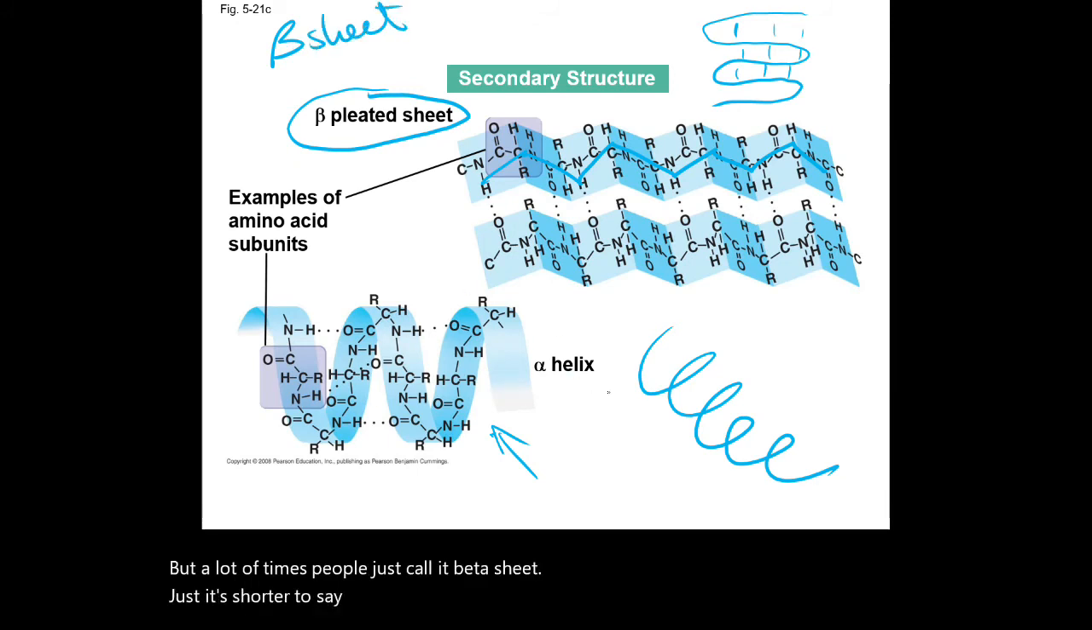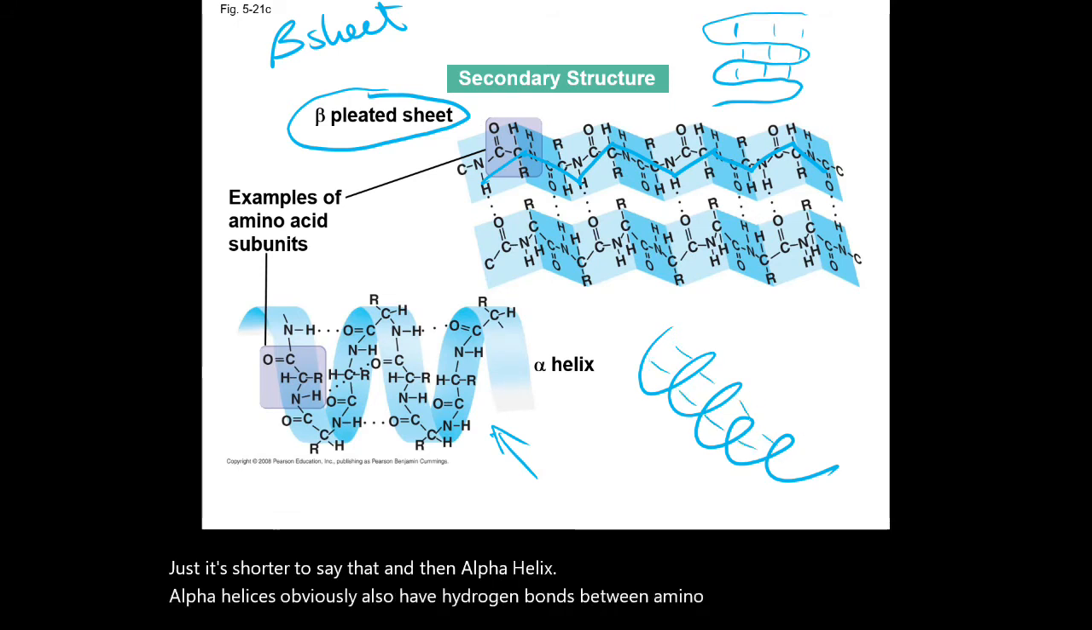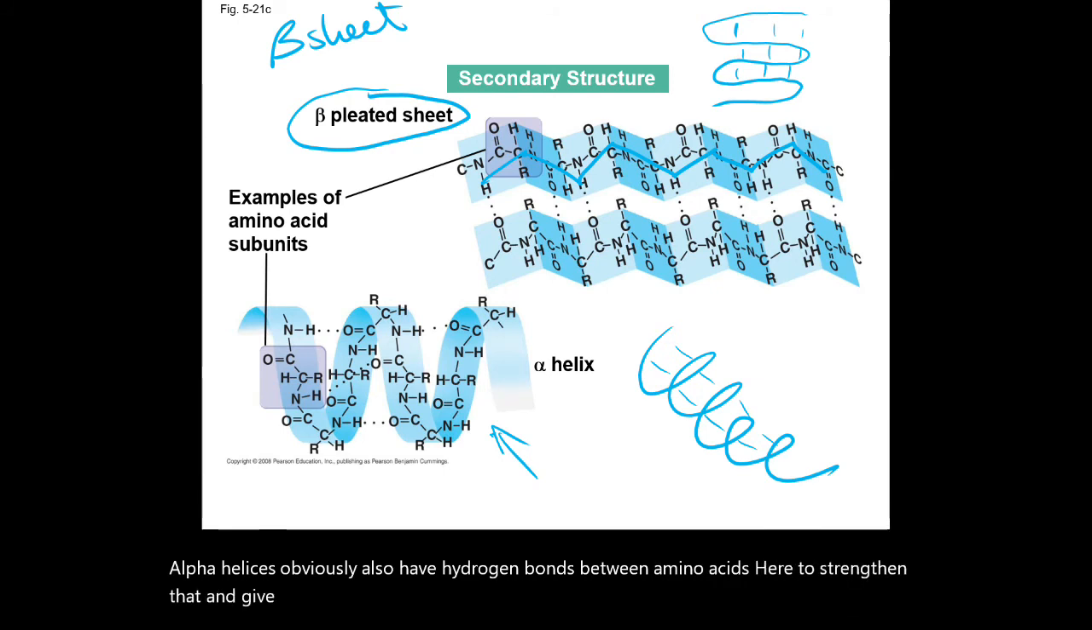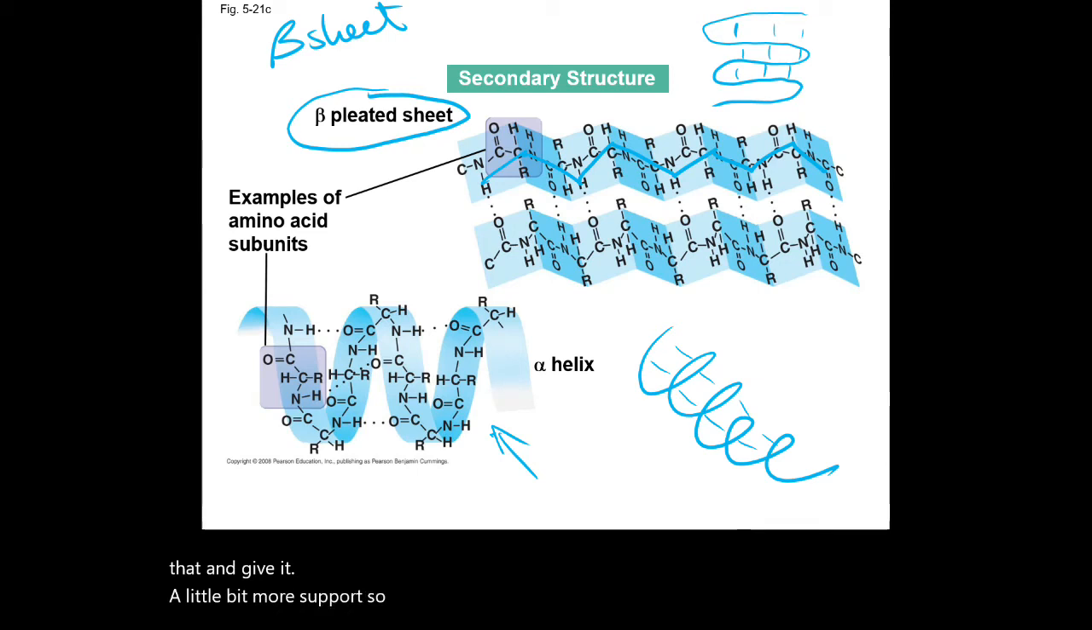And then alpha helix. And alpha helices obviously also have hydrogen bonds between the amino acids here to strengthen that and give it a little bit more support. So that's secondary structure. So let's take a look at secondary structure in a little bit more detail. Let's actually try to draw, we're not going to try to draw an alpha helix, but we're going to try to draw a beta sheet.